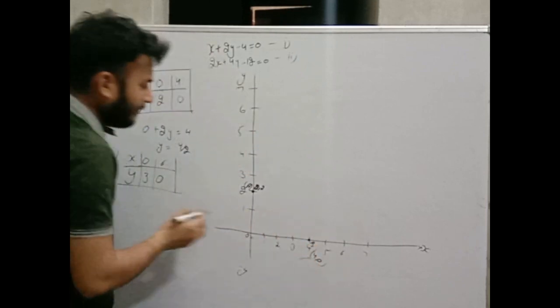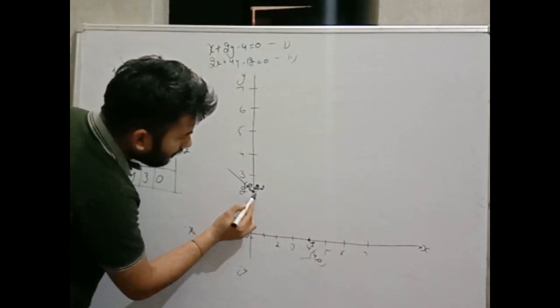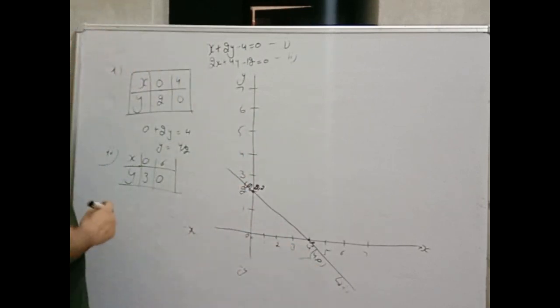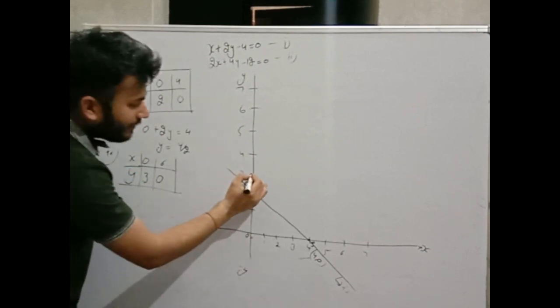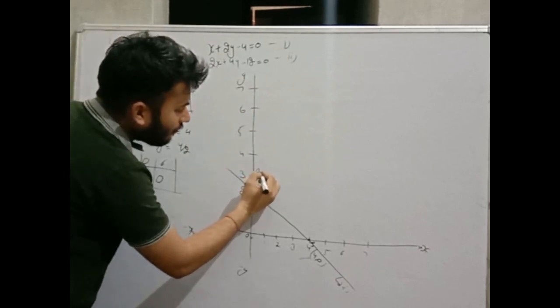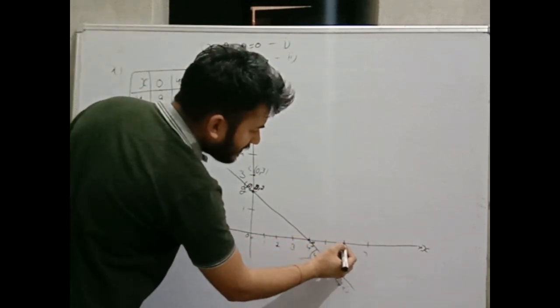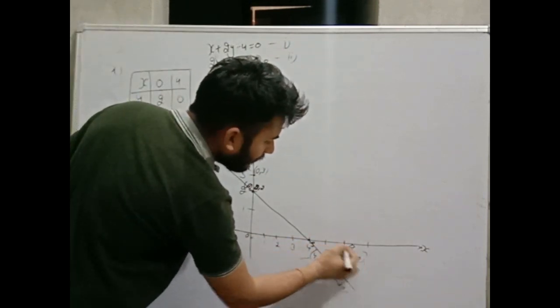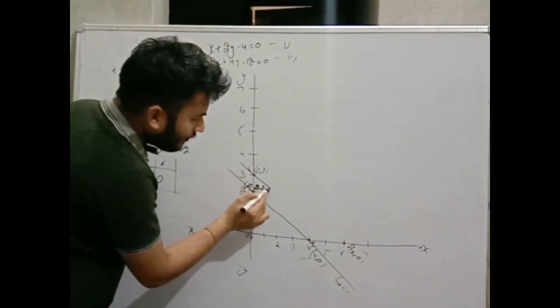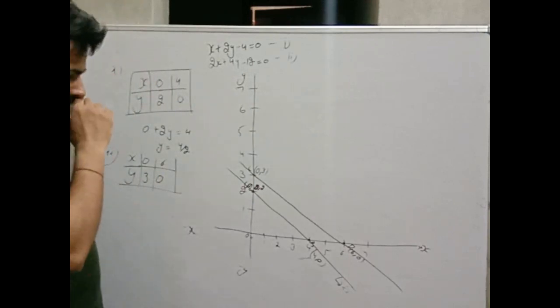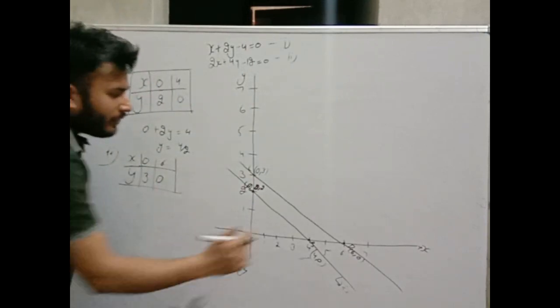So this is my point B. Join these two points, and this represents the first equation. Now your second equation: x 0, y 3, and x 6, y 0. Here x is 6, y 0. Join these two points also, and now this is the second equation.